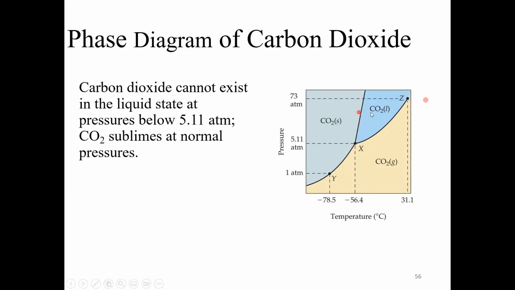So the solid's going to be more dense than the liquid. And with carbon dioxide, if we look at the triple point here, 5 atmospheres of pressure, about negative 56 degrees Celsius, and just draw a straight line across, we can never have the liquid phase at any temperature below 5 atmospheres. And that's why if you've ever worked with dry ice, it just sublimes, so it goes directly from solid to gas, because we're at 1 atmosphere of pressure, more or less. So we're not even close to the triple point there.